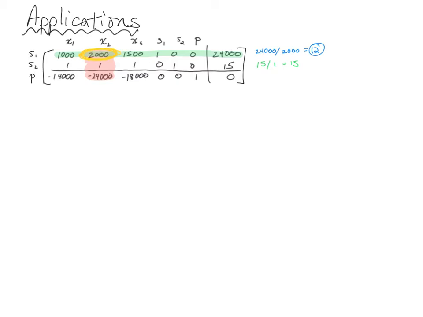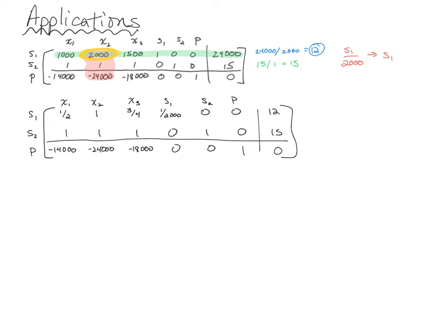What we will do is change that 2,000 into a 1. To do that, we take the row S1, we divide it by 2,000, and we place that result back into S1. So the new simplex tableau looks like this.